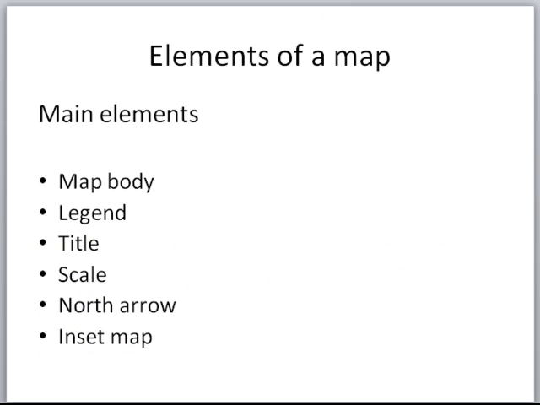Maps have many elements, many beyond the map body or the actual area where you have your GIS data, your map data. Some of the main elements you'll see are legends, titles, some kind of indication of scale, a north arrow, inset maps, as well as many other elements.